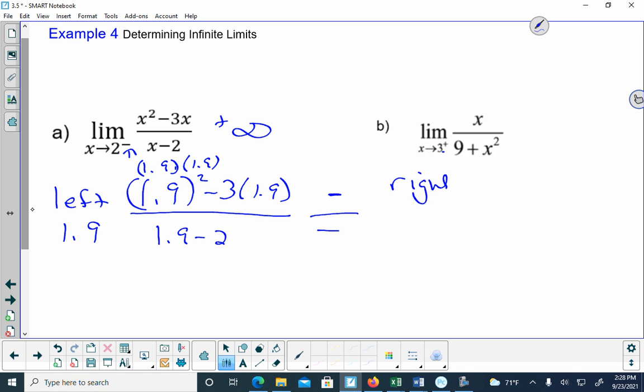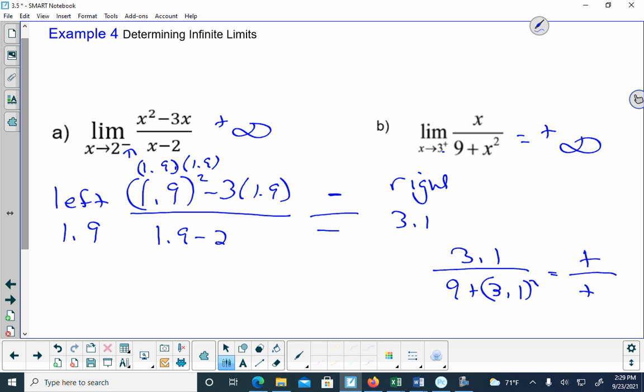So I'm going to pick what's a number to the right of 3? 3.1. So I'm going to do 3.1 over 9 plus 3.1 squared. So that's going to be positive. So this whole thing is going to be positive infinity.